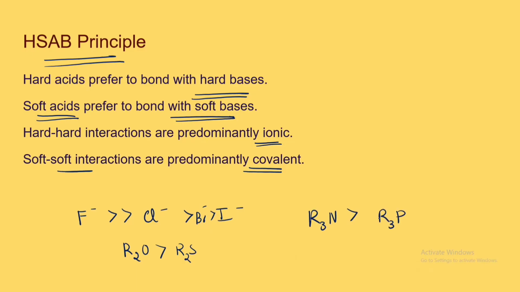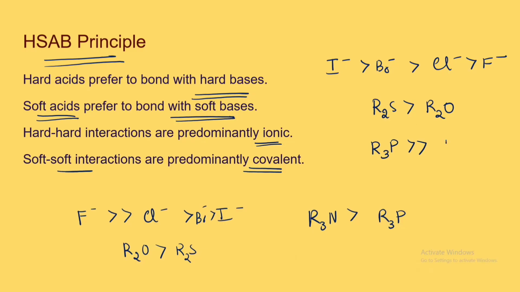Talking about the soft acids, they show the opposite trend to the hard acids, mainly in this order. So I can write it in this order. I minus will be maximum, then Br minus, Cl minus, as well as F minus. Then again opposite, R2S will be greater when compared to R2O. Then again R3P, which will be much higher than that of R3N. So this is with respect to the soft acids, which show the opposite trend to the hard acids for binding with the donor atoms or the ions, right?